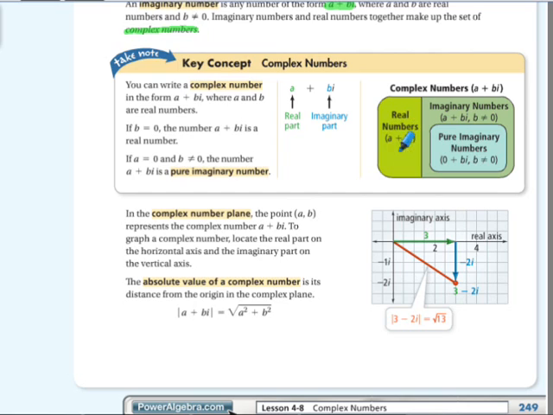Complex numbers over here, we have real numbers. Over here, we have imaginary numbers. Then over here, we have pure imaginary numbers. That's when there's no real part. There's no a added to it because a was equal to 0.